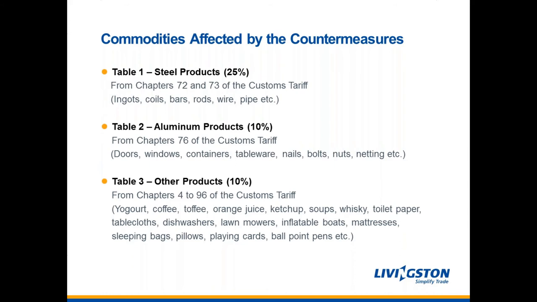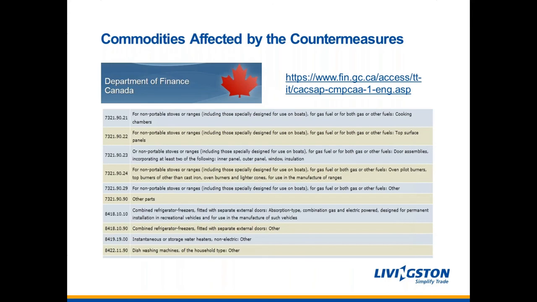So steel products fall within two chapters of the customs tariff, chapters 72 and 73. Aluminum products are in chapter 76. And other products, this is a wide-ranging scope, from chapter 4, which covers your agricultural type of products such as yogurt, all the way to chapter 96, which has playing cards. So it's broadly ranging.